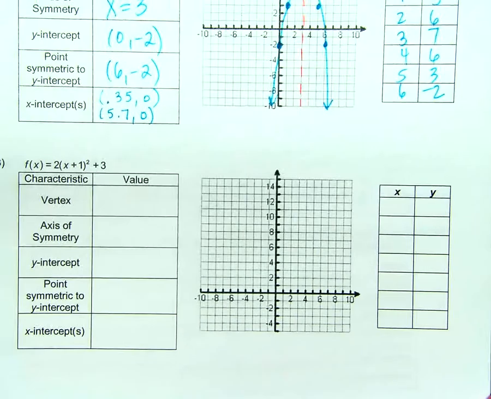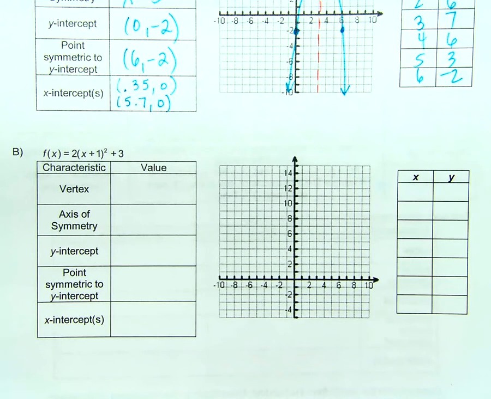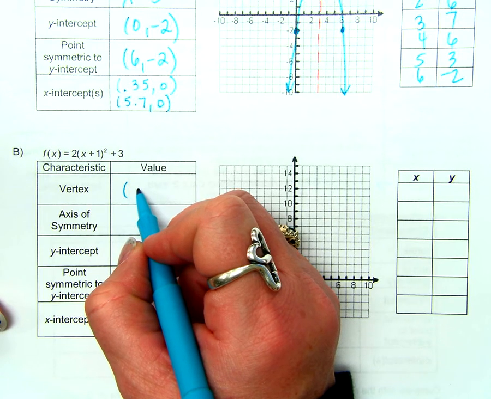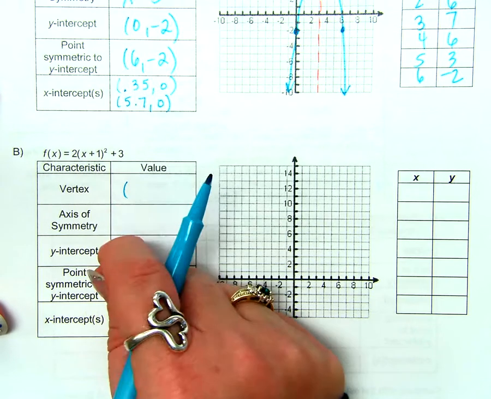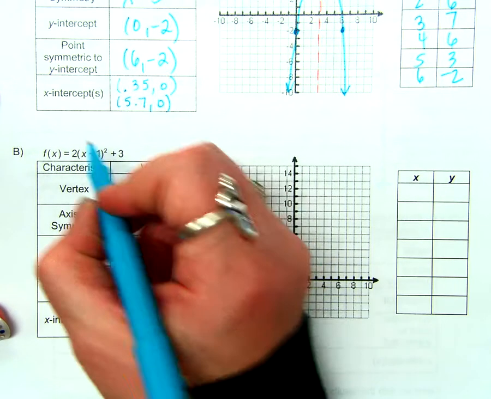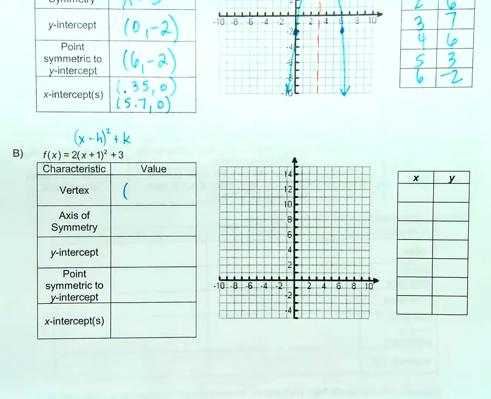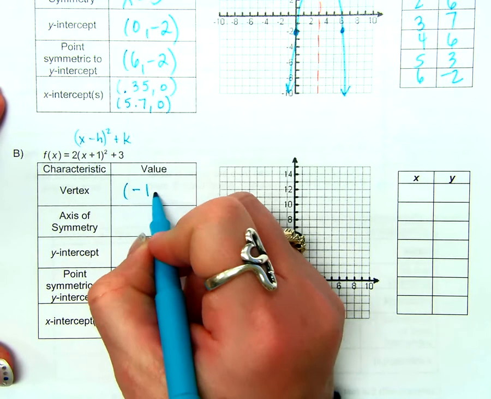Look at B. Tell me what you realize, what you recognize, what you notice. It is not in standard form. It is in vertex form. So how easy is it to find the vertex? Tell me what the vertex is then. We're on B, right? X minus h squared plus k. And my vertex is where? h, k. So negative 1, 3.